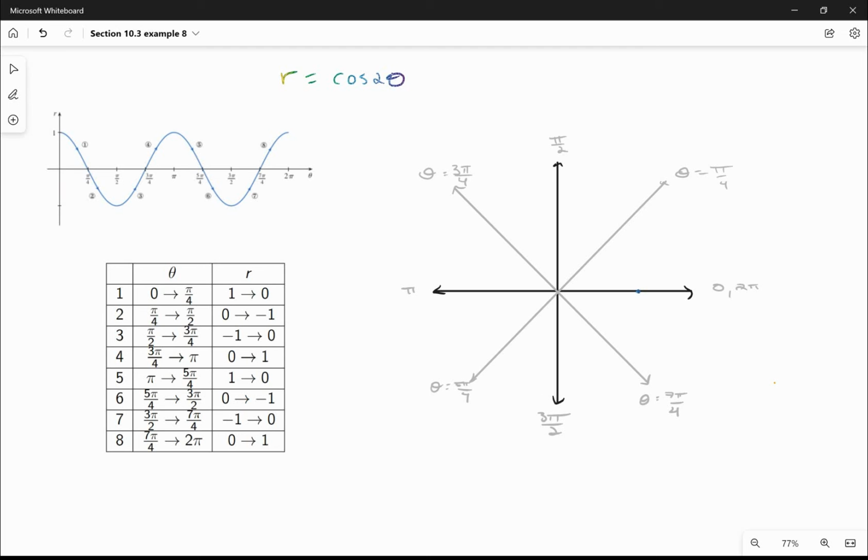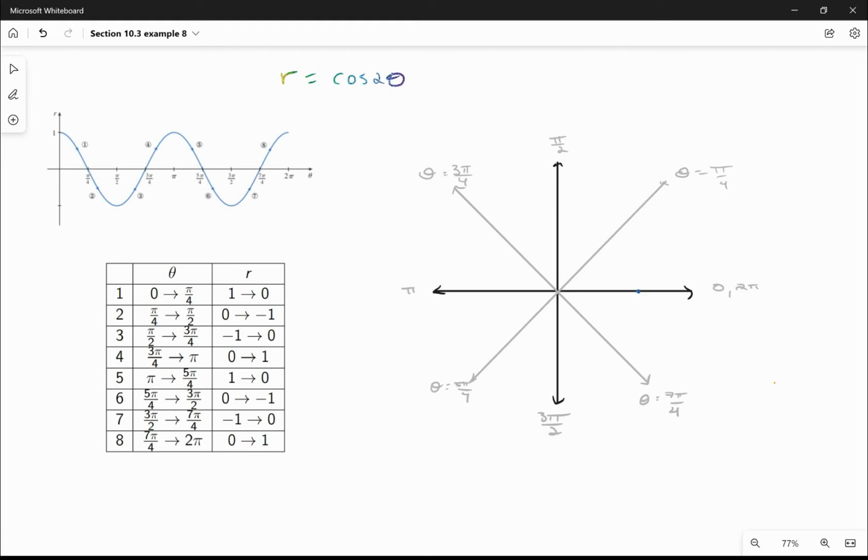Okay, so we're going to be graphing the polar curve r is equal to cos 2 theta. We have a bunch of stuff written already. Up in the upper left-hand corner, we have the Cartesian curve. You see the vertical axis is r and the horizontal axis is theta, right?